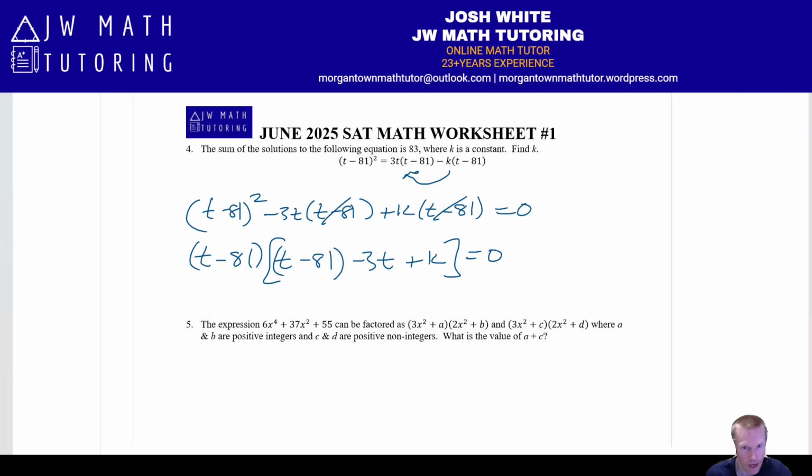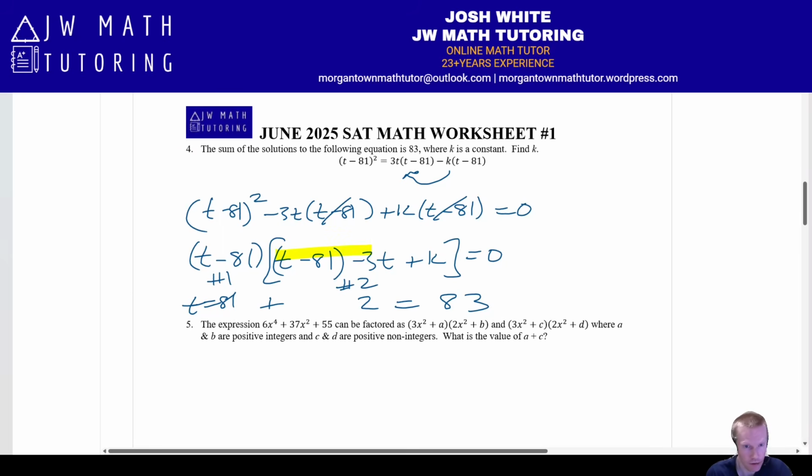All right, so now, basically, we have two solutions. Solution number 1 is just t equals 81 from this first parentheses. Solution number 2 comes from this gigantic second parentheses, or what's in the entire expression inside the bracket. So we know that the sum of solutions is 83. So 81 plus 2 equals 83. That means this entire expression inside the bracket must be equal to 2.